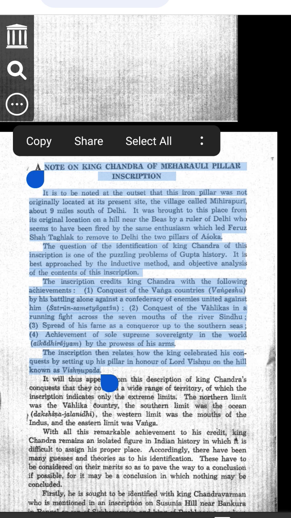King Chandra of the Mehrauli Iron Pillar inscription. Let's understand everything step by step in the simplest way possible. Imagine I am telling a fascinating story from history and you have no prior knowledge.